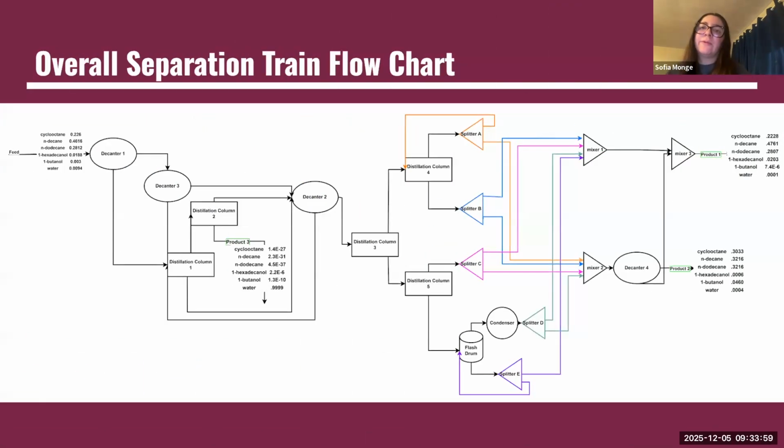Here you can see our overall separation train. You can think about it by splitting it into two main parts. One focuses on getting our water purified, and then our other side focuses on getting 5 streams, each representing each organic component, and then using different split fractions to get the final compositions we wanted in our products.